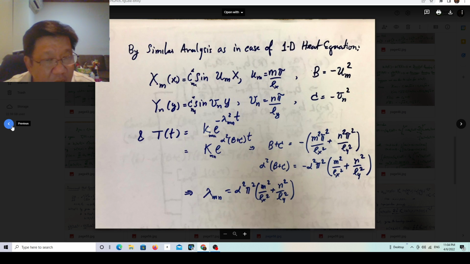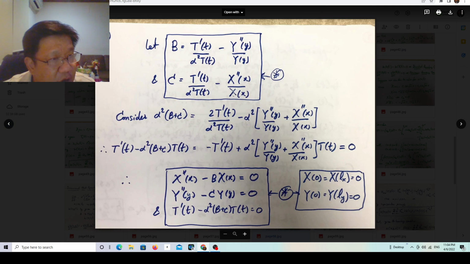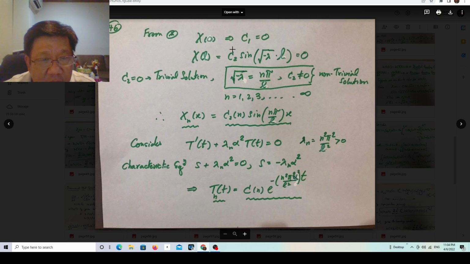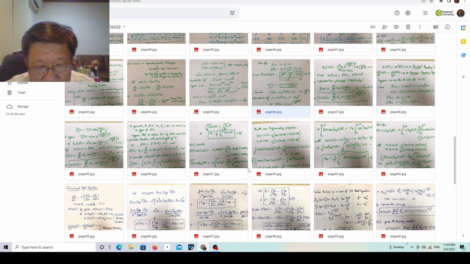Why? Because of the negative nature that we used previously. In the earlier one we had minus lambda equal to this, therefore if you square both sides, minus lambda becomes n square pi square divided by l square, therefore lambda is equal to minus n square pi square divided by l square. That's what we did here, and then we apply the similar situation here.